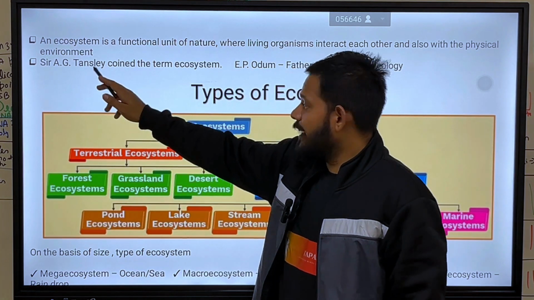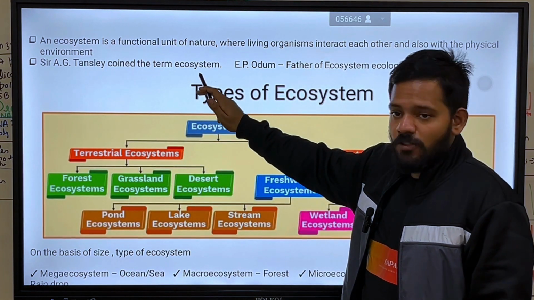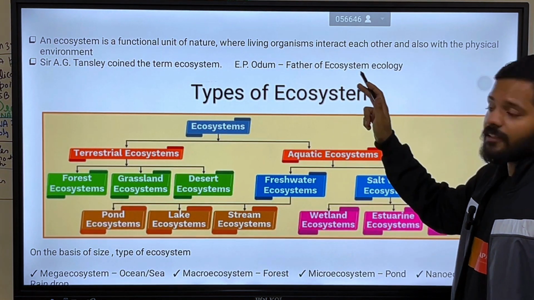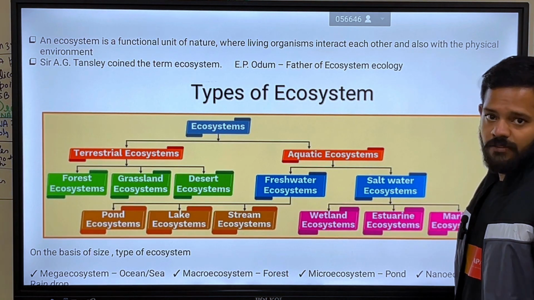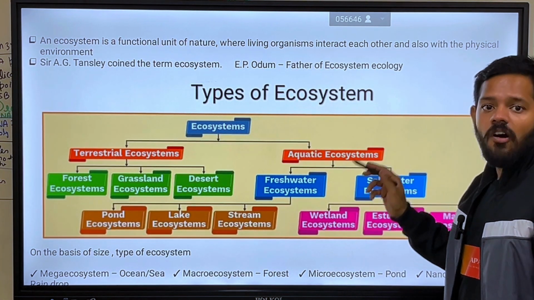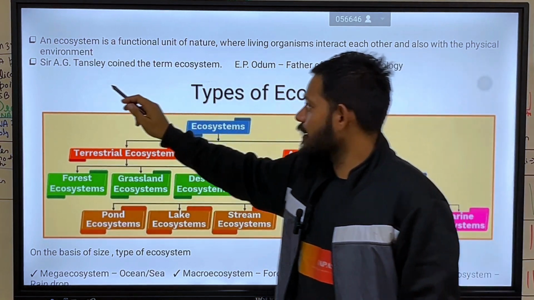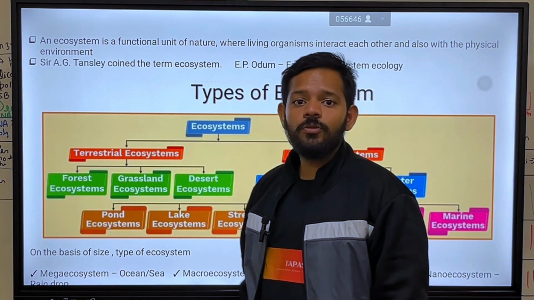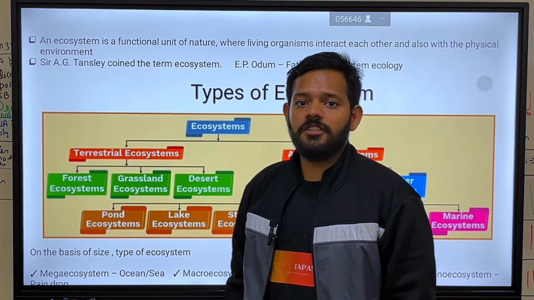Sir A.G. Tansley coined the term ecosystem, and E.P. Odum is the father of ecosystem ecology. Again, E.P. Odum is the father of ecology, and Sir A.G. Tansley is the one who coined the term ecosystem.